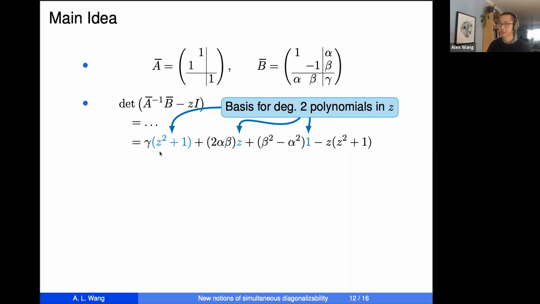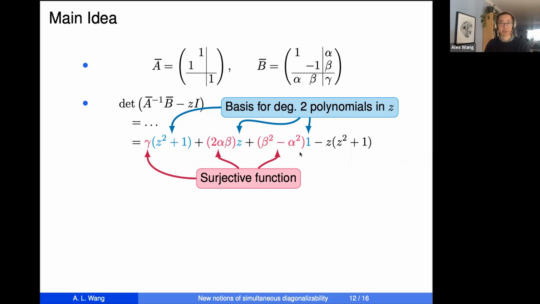The reason that z squared plus 1 shows up here is because z squared plus 1, recall, is the characteristic polynomial of A inverse B. So in general, one of these polynomials is going to be the original characteristic polynomial. The second observation is that the coefficients in front of these polynomials, gamma, twice alpha beta, and beta squared minus alpha squared, we can think of as a three-dimensional vector.